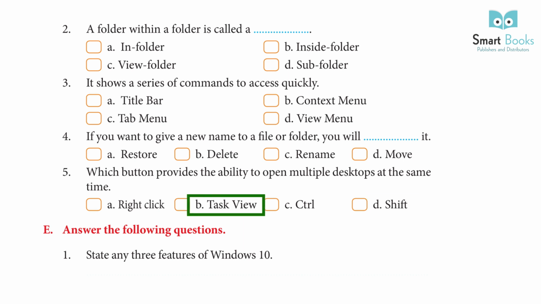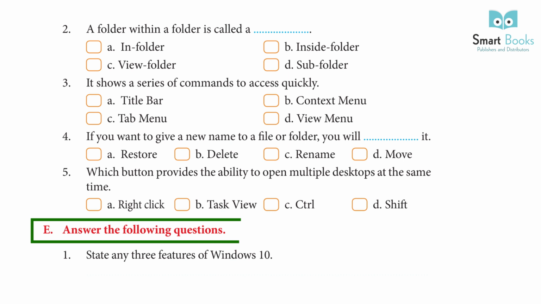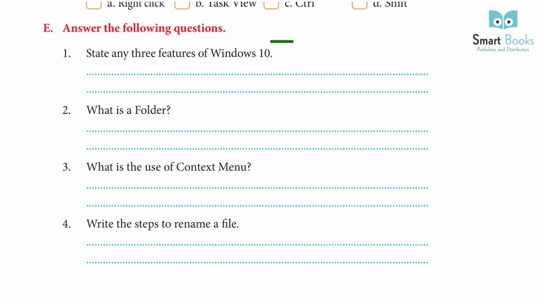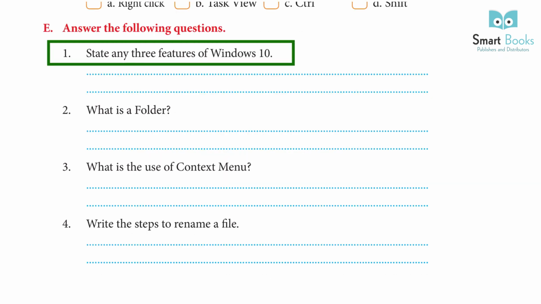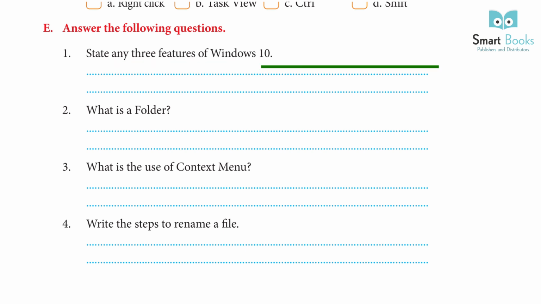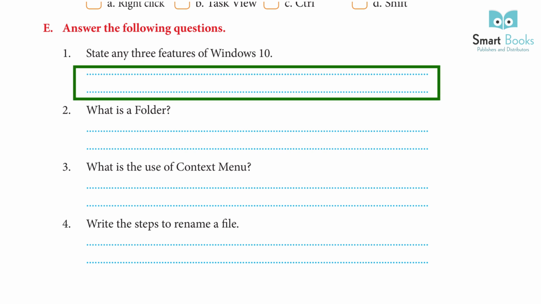Task view. E. Answer the following questions. 1. State any 3 features of Windows 10. Answer: The 3 features of Windows 10 are: 1. Multiple users work on one computer system at the same time. 2. It also provides the feature of downloading free and paid apps. 3. It enables one to start more than one program at a time.